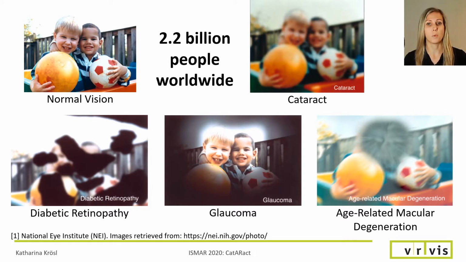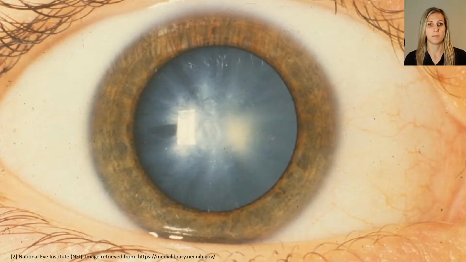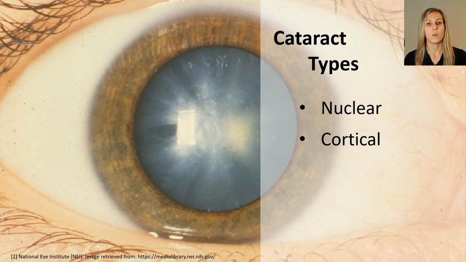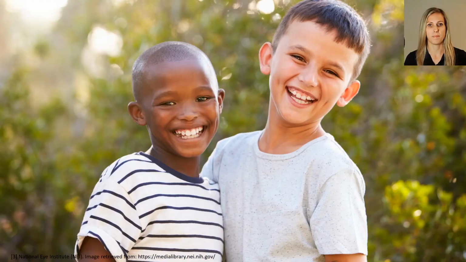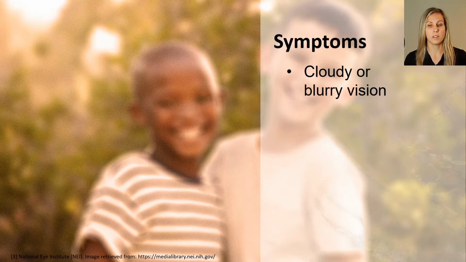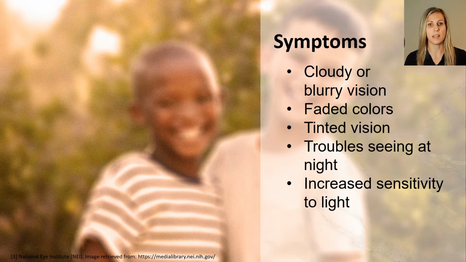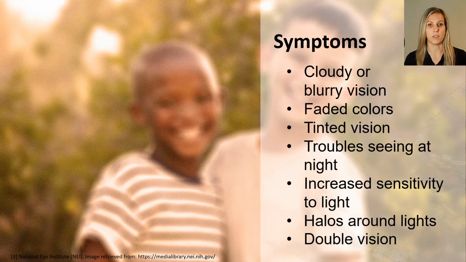Cataracts were identified as one of the leading causes of vision impairments. Cataracts are opacities in the lens of the eye, which occlude parts of the visual field and can also lead to vision loss when left untreated. Depending on their characteristics and the region of the lens that is affected, cataracts are categorized as nuclear, cortical, or posterior subcapsular cataracts. Cataracts can cause symptoms such as cloudy or blurry vision, faded colors, tinted vision, trouble seeing at night, increased sensitivity to light, halos around lights, or double vision.